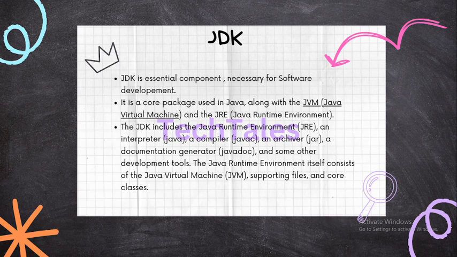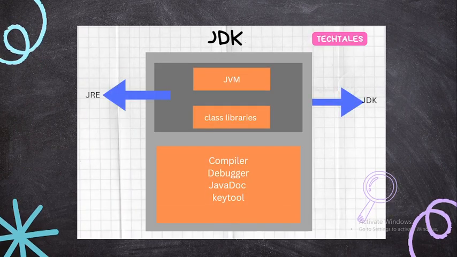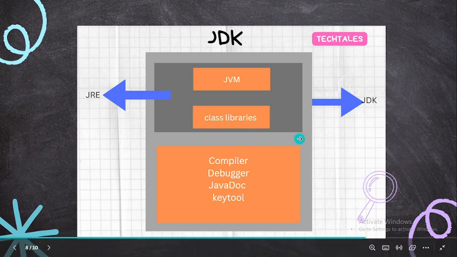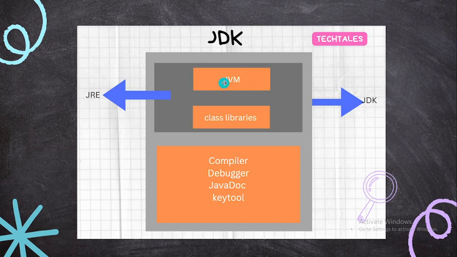Now we'll see how these three components look together. Here it is. This is the whole architecture, or we can say a visual presentation of how it looks. So this is JDK, which includes JRE, in which you will find JVM. JDK provides you compiler, debugger, Javadocs, key tools, whatever you need to develop any software. And in JRE, you will get JVM plus class libraries, which are necessary. So now we'll see the difference between these three components.